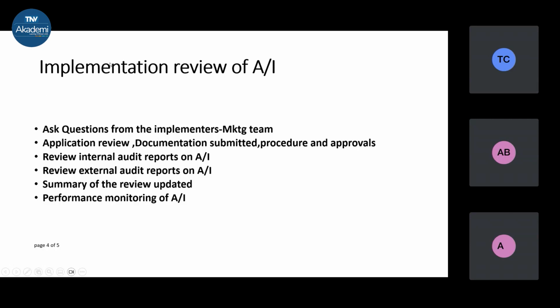Then a summary of what all we have discussed and what all is done is prepared, and it needs to be updated for further improvement in the system. And then performance monitoring of this process of application and inquiry review is done. We always see and review why the information is not provided, why the information is not filled, why some information is handwritten, why it is typed. We go into the details of this.